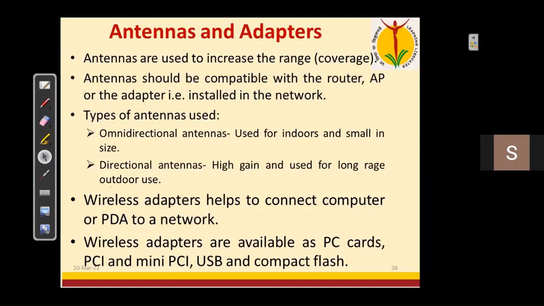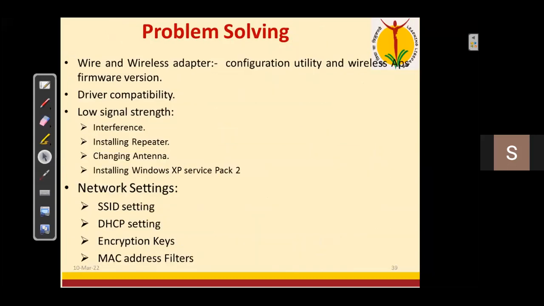And certain wireless adapters also help to connect the computer or personal digital accessories to a network. Whatever these wireless adapters are, they are going to connect to your PC cards, PCI and mini PCI, or USB, or the compact flash system.